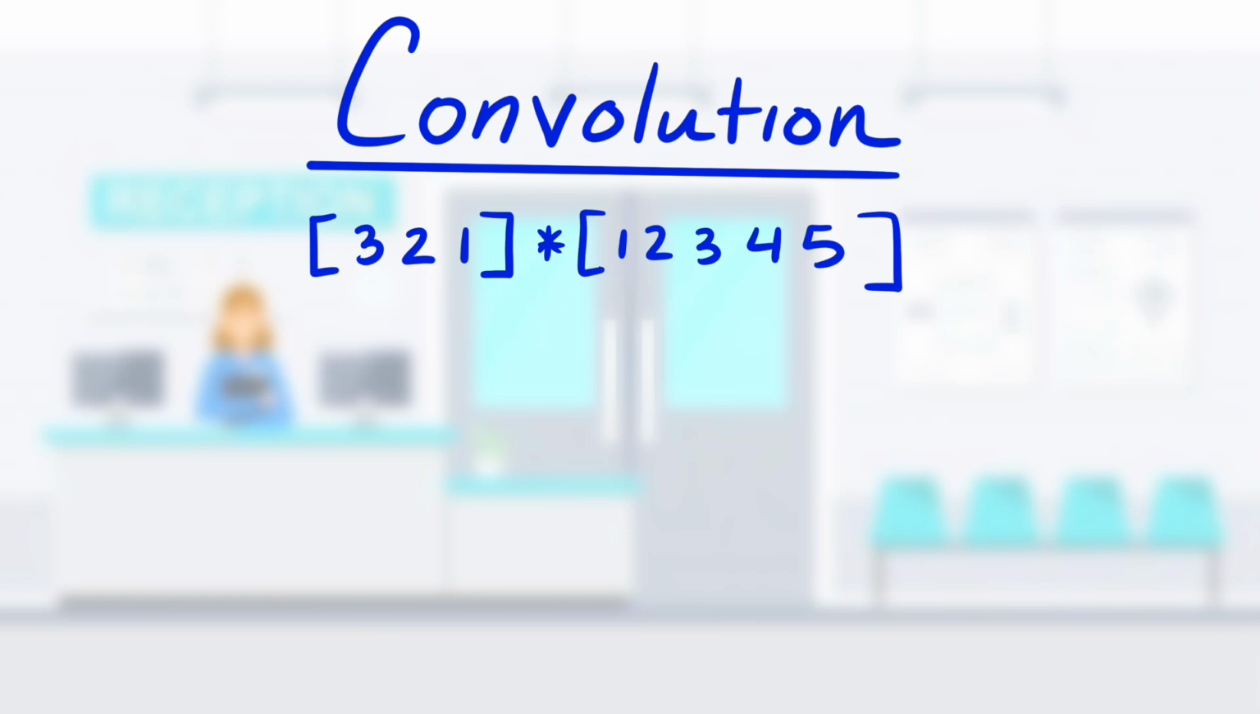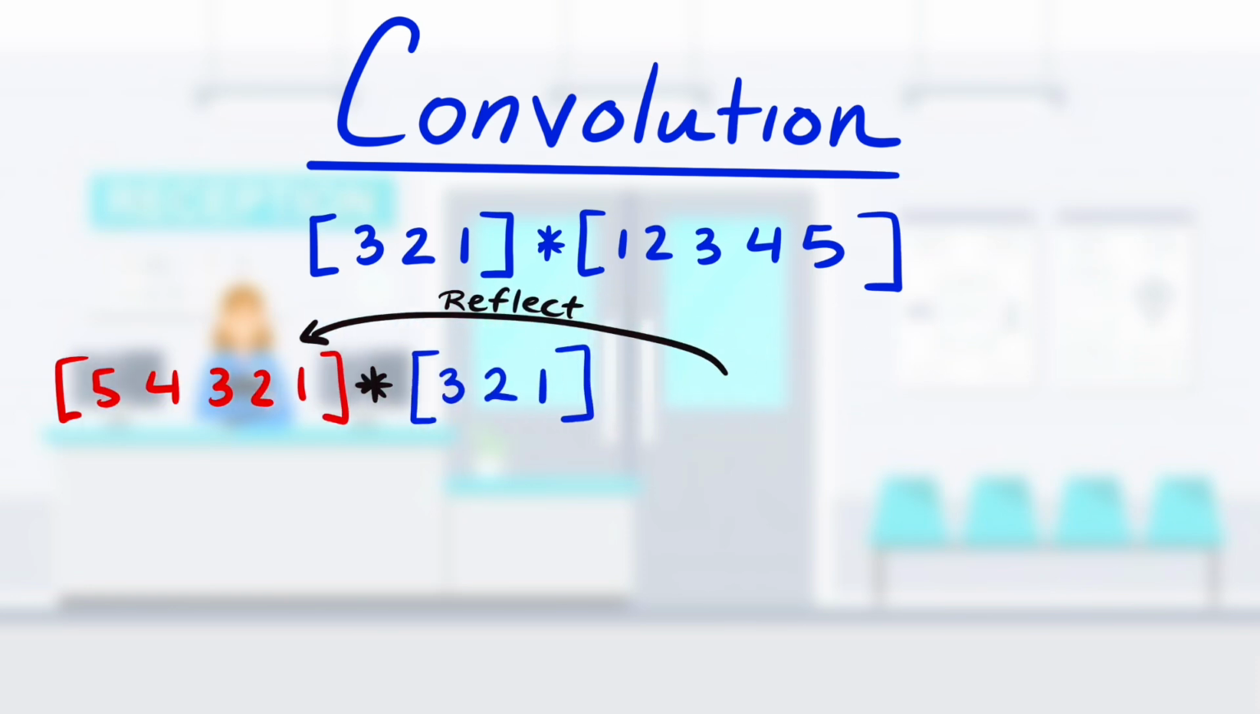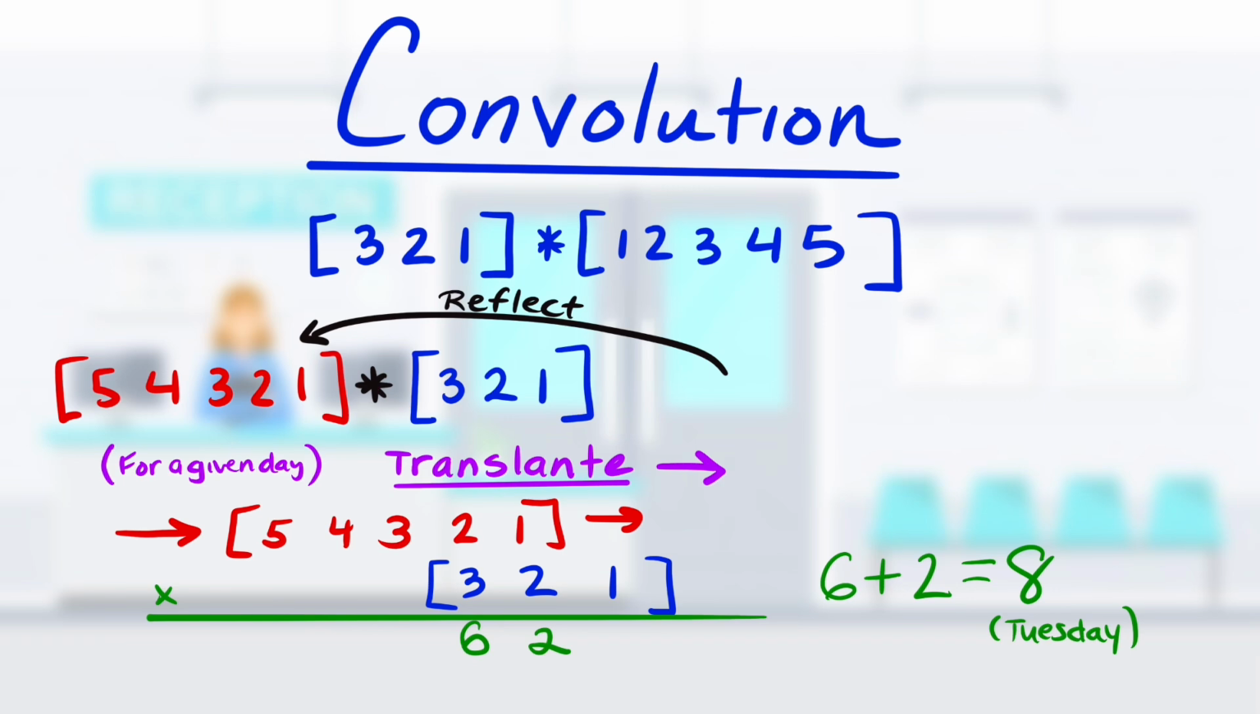Well, if we start out by looking at our 2 lists here and take the patient list and reflect it to the other side, then translate it across for a desired day. Let's say for Tuesday, we translate it over 2 days. We multiply the numbers in each column and then add the results. And that gives us the result for Tuesday.